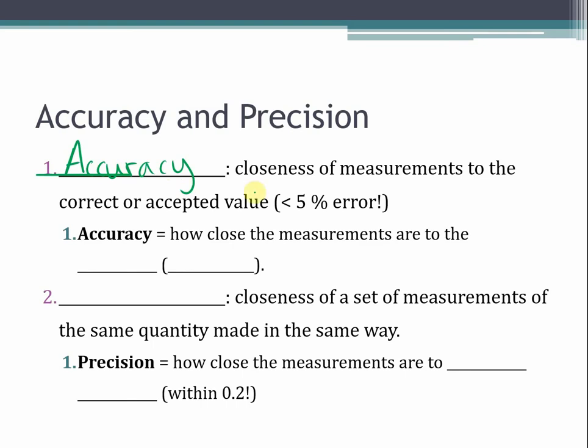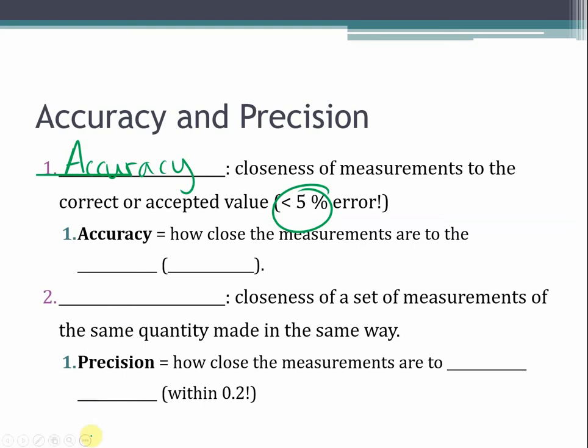And as far as we are concerned in this class, the magic number is 5%. We're going to talk about percent error a little bit later in this video. And when we do this, it will make a little bit more sense. But on lab reports, on tests, if I say, was this result accurate? You're going to check the percent error. And if the percent error is less than 5%, then yeah, it was accurate. Good job. Our measurements were close to the correct or accepted value.